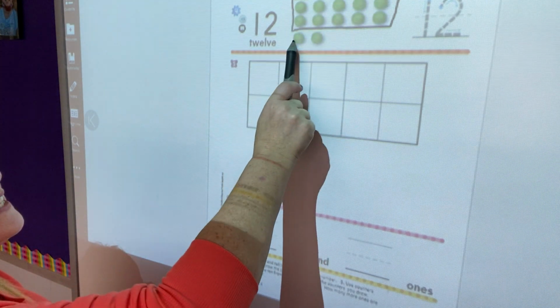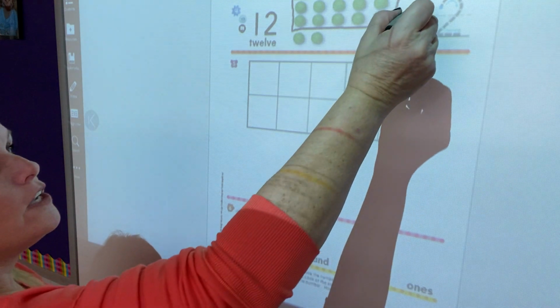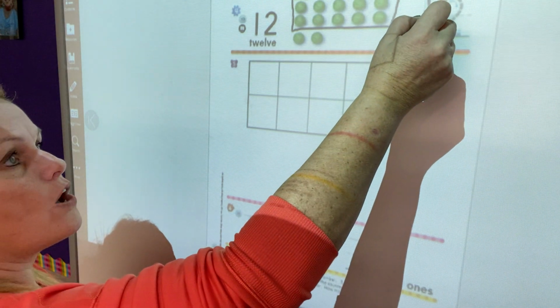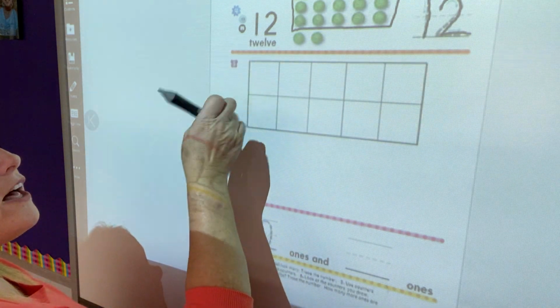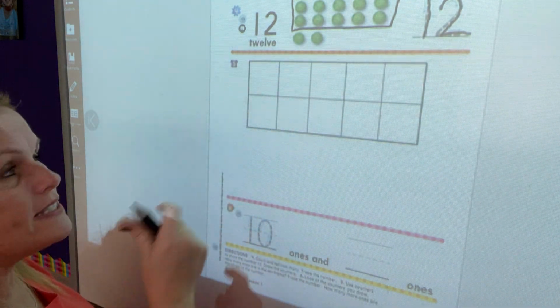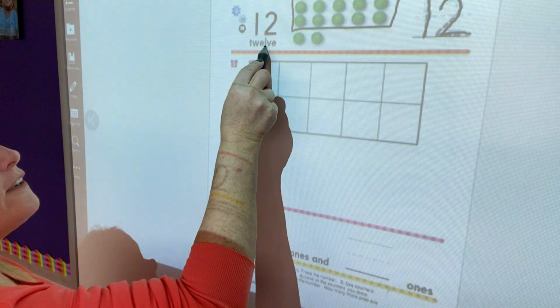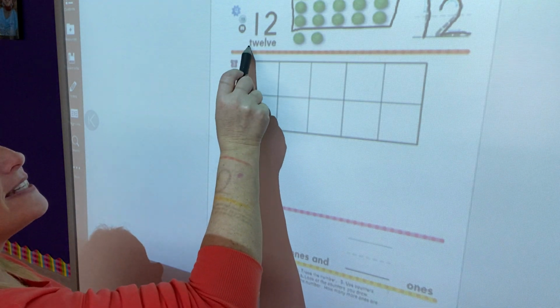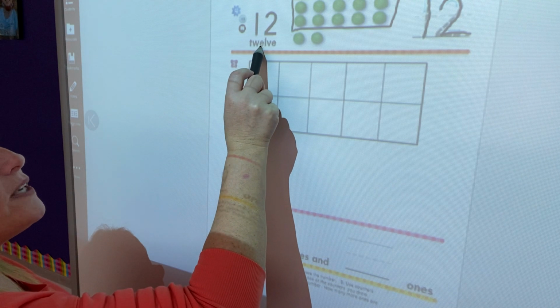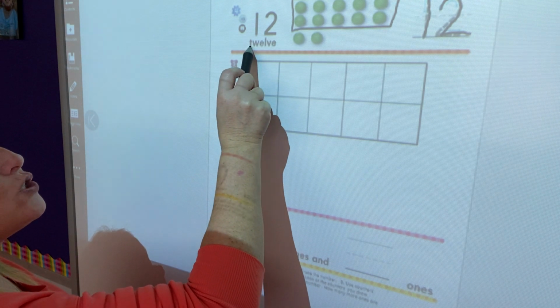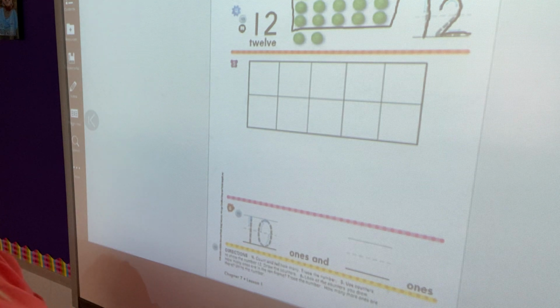So there's 10, 11, 12 lines here. So 12 looks like this, a 1 and a 2. And here's the word 12. 12, one syllable. 1, 2, 3, 4, 5, 6 letters. T-W-E-L-V-E, 12. So we need to move on and add 12 counters.